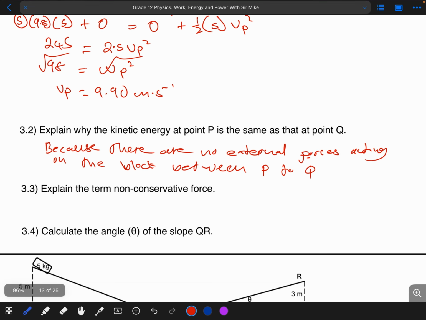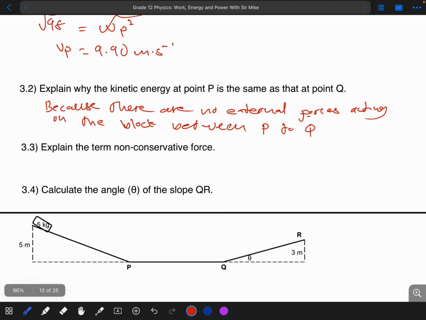So for 3.3, they said to explain the term non-conservative force. Now I'm not going to write that down, unfortunately, but a non-conservative force is a force whose work done in moving an object between 2 points depends on the path taken. So that's the formal definition there for non-conservative force.